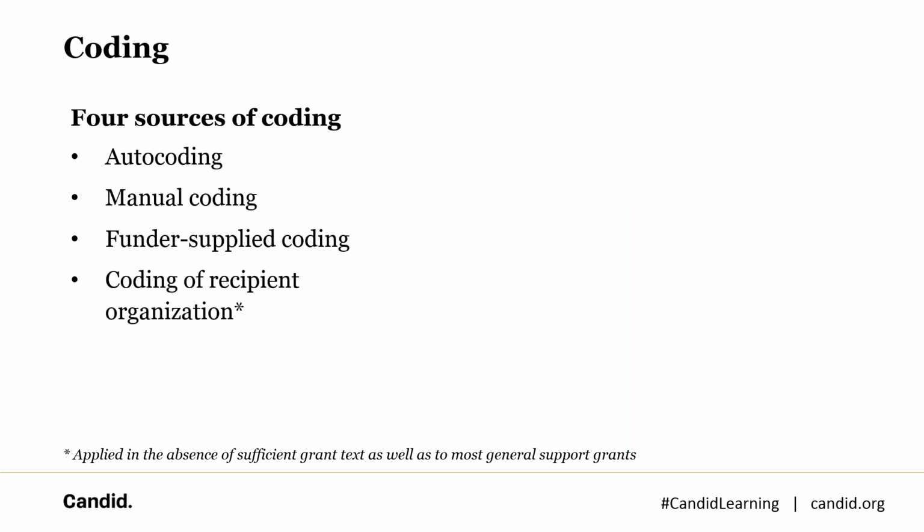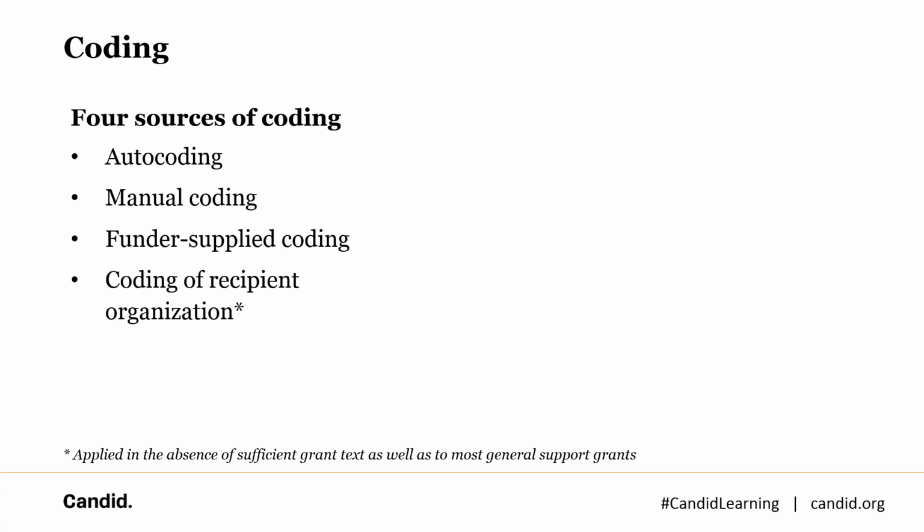The second important process your grants go through is coding. And most grants are auto-coded by our machine learning algorithm. A subset of grants are manually coded by Candid staff, and that's usually the grants from the largest funders in the US, but also some of what we call special project grants are coded by staff as well.